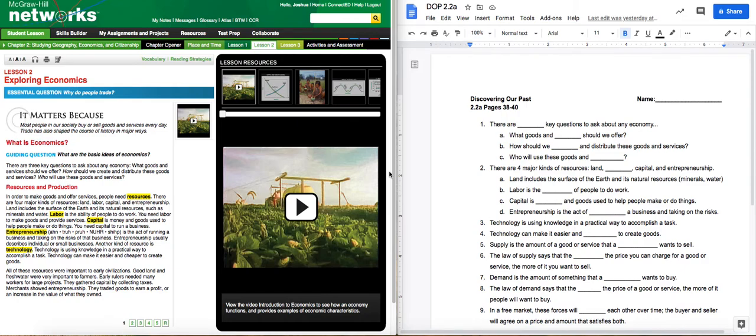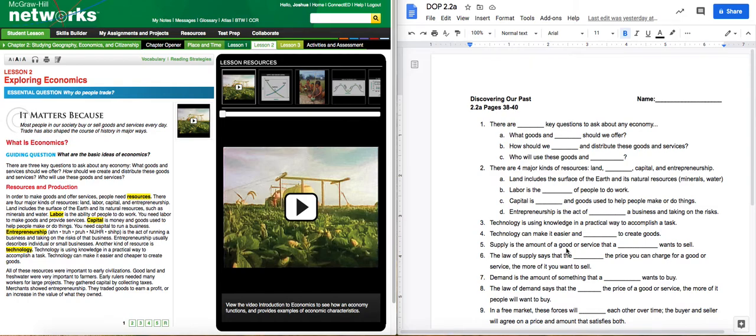The essential question we're after is, why do people trade? And it matters because most people in our society buy or sell goods and services every day. Trade has also shaped the course of history in major ways. As we continue our theme on just understanding how we're going to study ancient people, trade is one of those things. I need resources, and there's a few choices to get those resources. Go to war or trade for them, and hopefully we can go trade with them so we don't have to go to war. Let's get started.